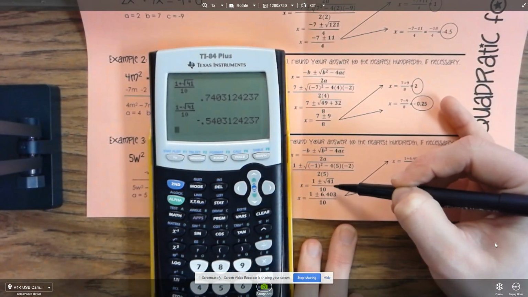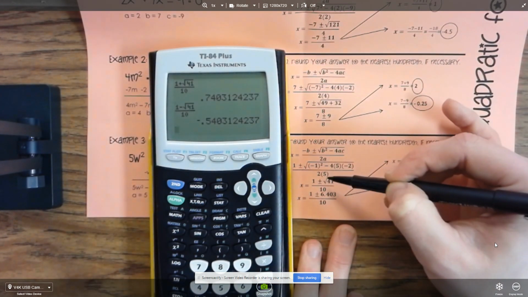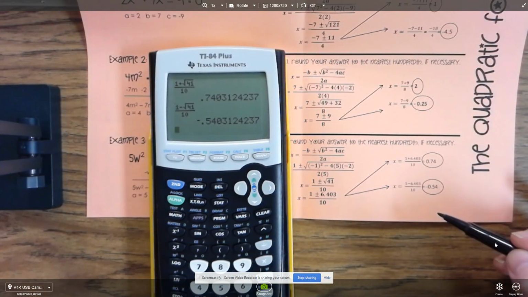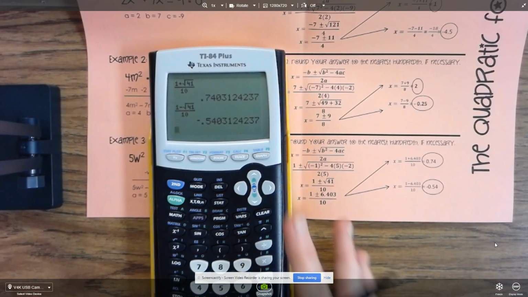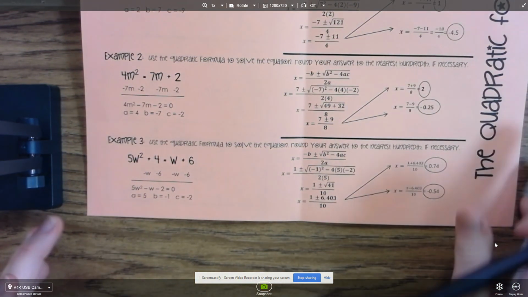So the only thing that I do differently is I don't break this down yet. I go ahead and leave it as the square root of 41 and then do it both ways. So for that one, we get negative 54 hundredths. So that's it for this video.